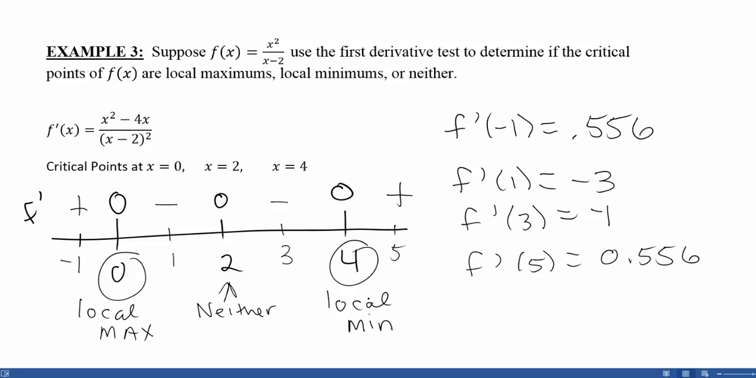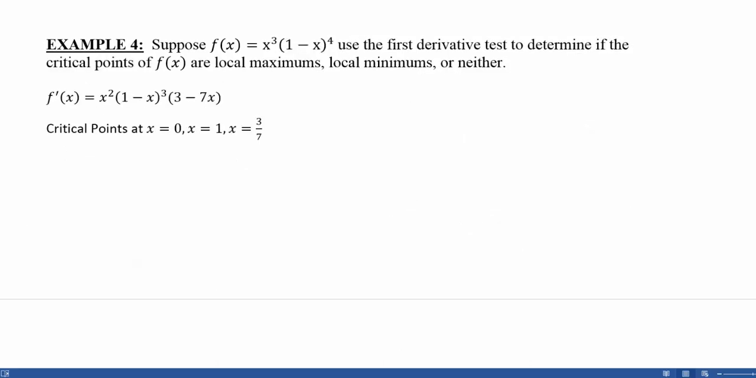So here, I had a case where I had a local max, a local min, and neither, and I was able to determine that by testing some points around my critical points to see how my derivative changed. Let's look at another. Example 4. Suppose f of x equals x cubed times 1 minus x to the 4th.